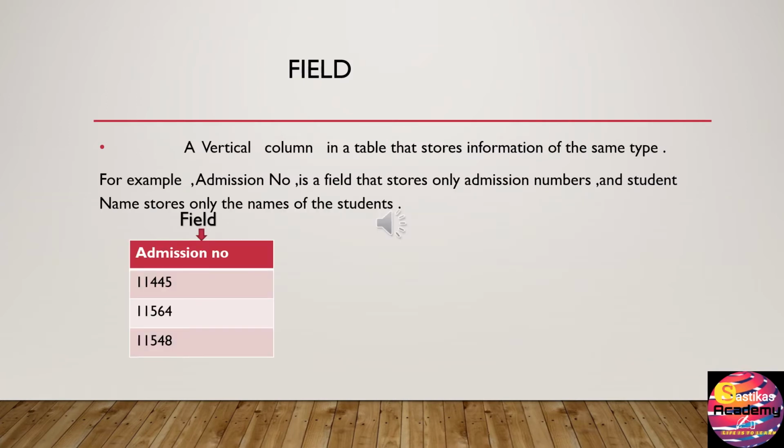Here I give an example of a field: a vertical column in a table that stores information of the same type, like the admission number field. If we want to retrieve only the admission number or the student's name, that column is considered a field.